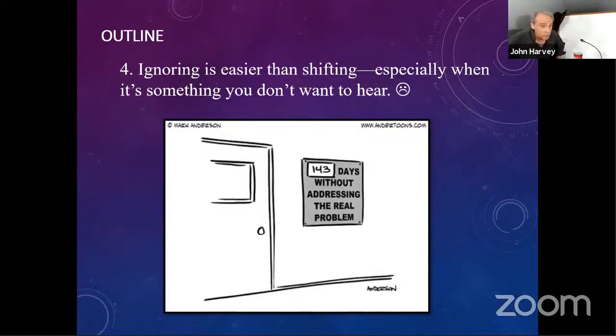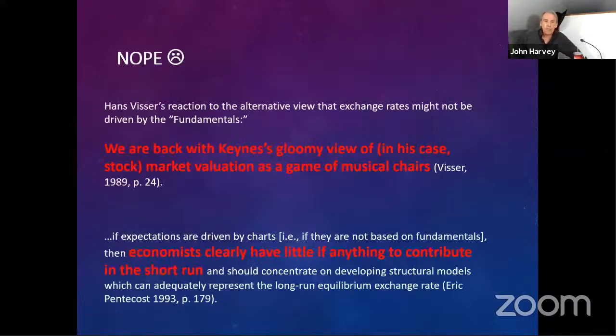But to cut a long story short, they decided that, you know what? Well, here, read the second one first. Again, in red, because it should be horrifying. These are the conclusions of these neoclassical economists after a decade plus of studies by themselves, not by us detractors, by themselves, showing their models didn't work, that if expectations are driven by charts, then economists clearly have little, if anything, to contribute in the short run.